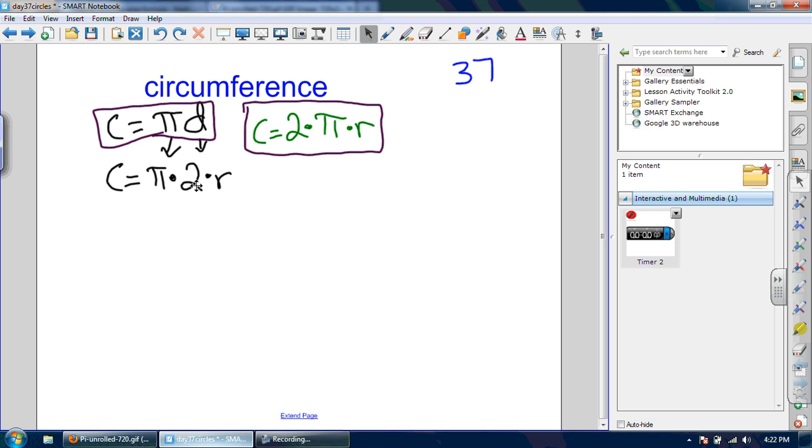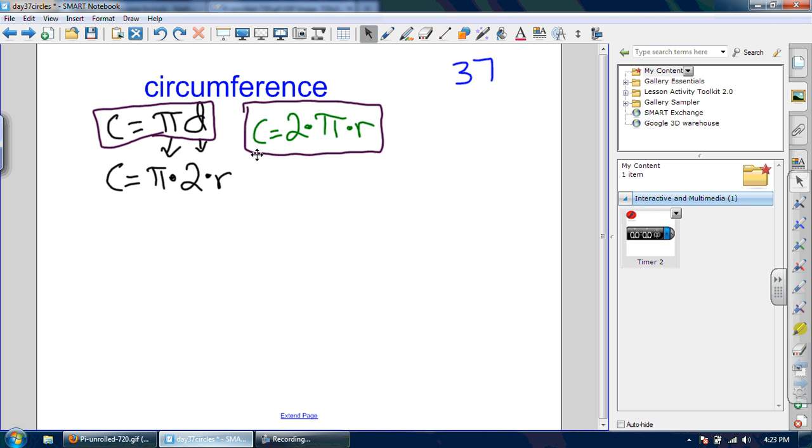So if the problem said, well, your diameter is 5, find circumference, well, we'd use this formula because we'd have diameter. But if it gives you the radius, well, it wouldn't make sense to turn the radius into a diameter just to use this formula. So if they give you radius, you can use this formula here. Okay? And we'll practice that in a little bit.